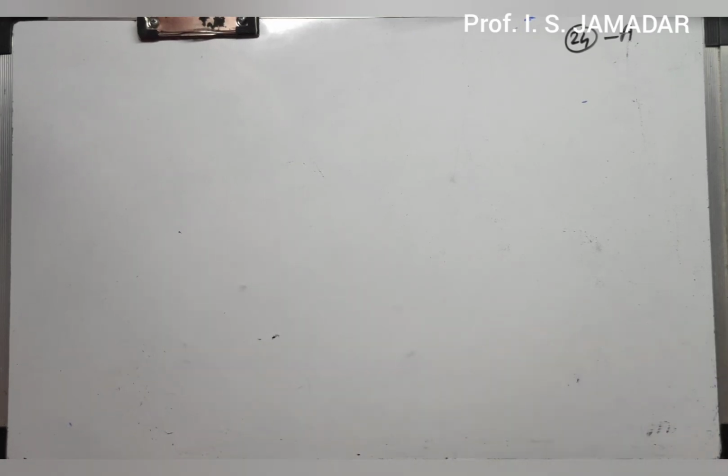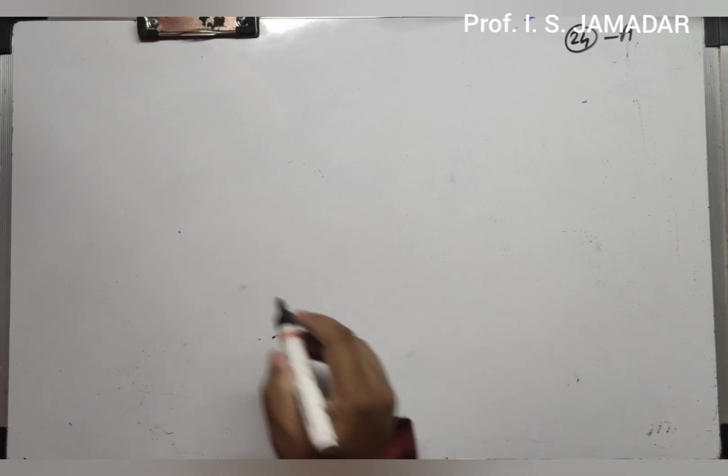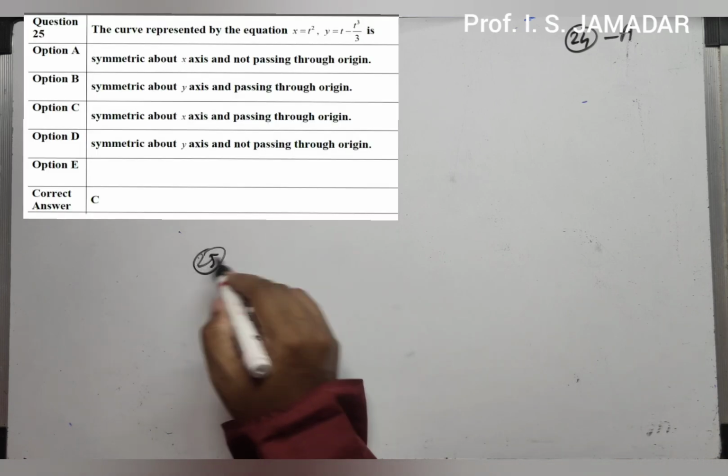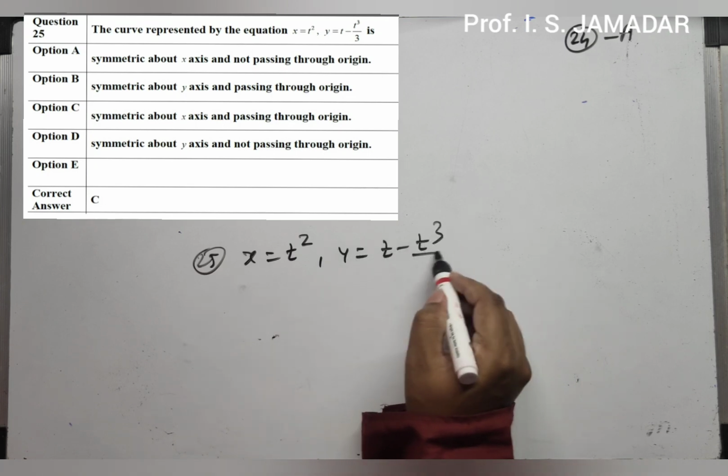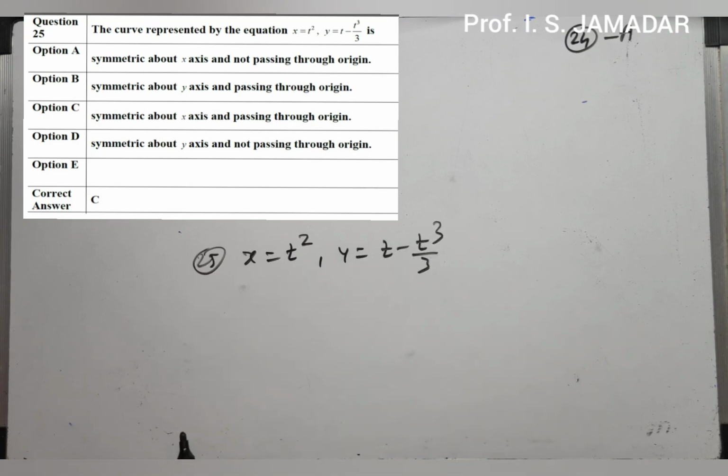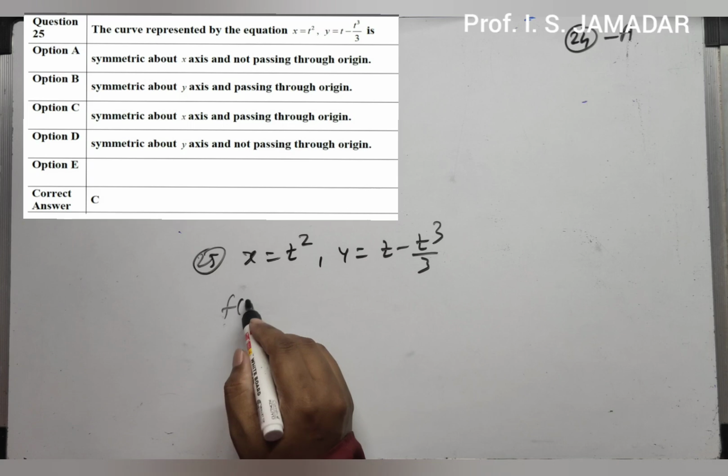Next, question number 25. The curve x is equal to t square and y is equal to t minus t cube upon 3. Two things we have to check: symmetry and whether it is passing through origin or not passing through origin. So first we will check symmetry.